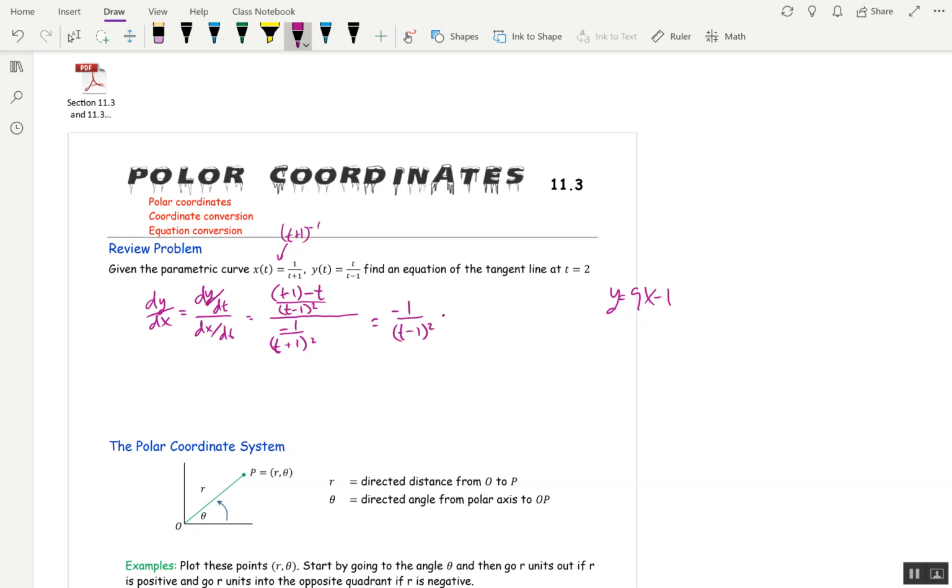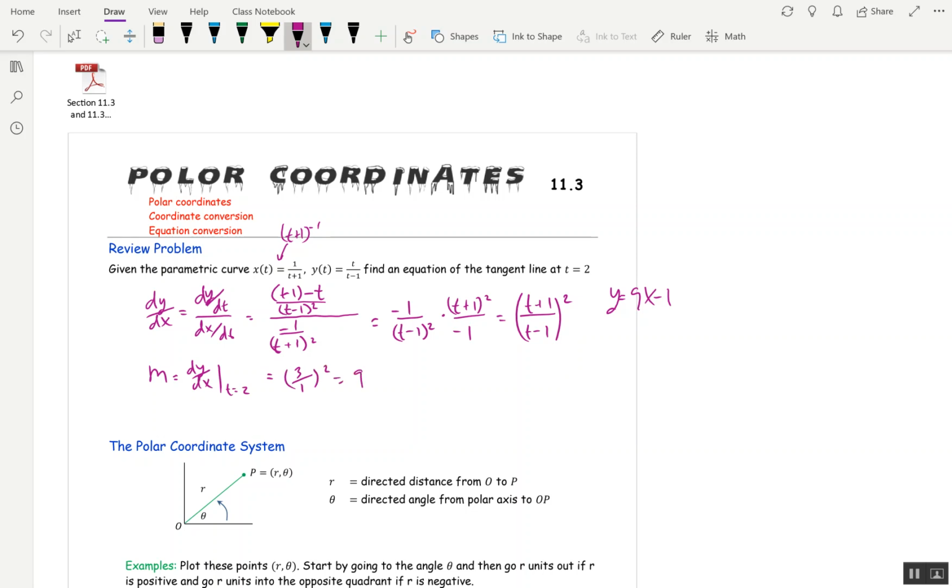And now multiply by the reciprocal of the denominator, which gives me t plus 1 squared over t minus 1 squared, which I can write like that. All right, that's the slope at any value of t. But the slope of our tangent line is dy/dx at t equals 2. So I put 2 in here, and I get 3 over 1 squared, which is 9.